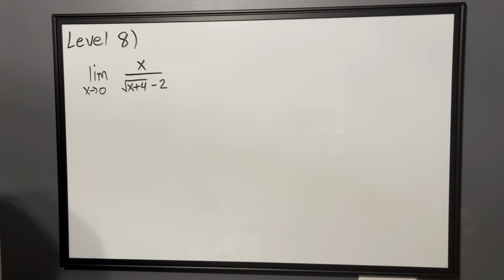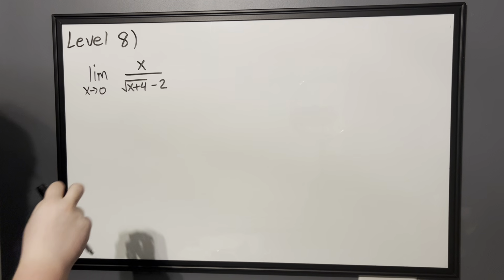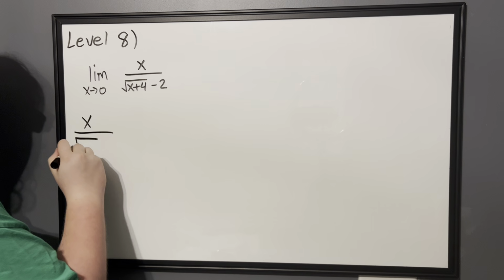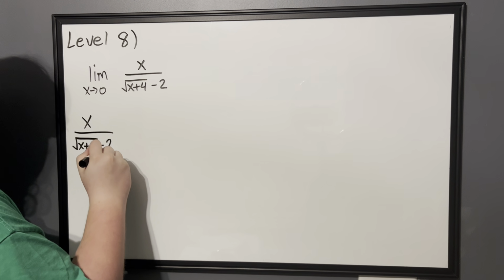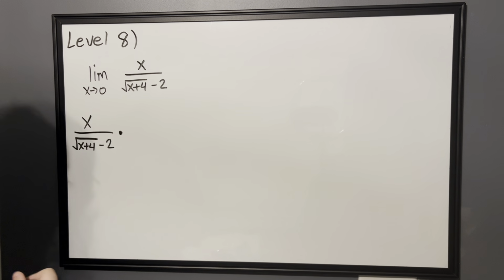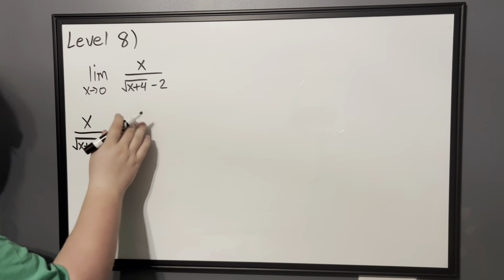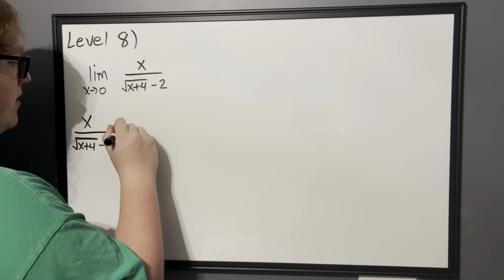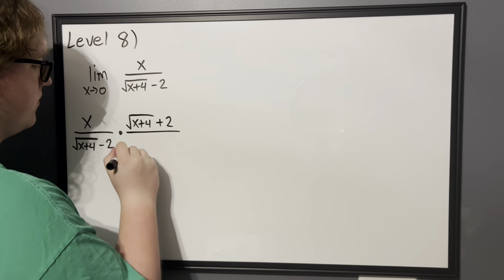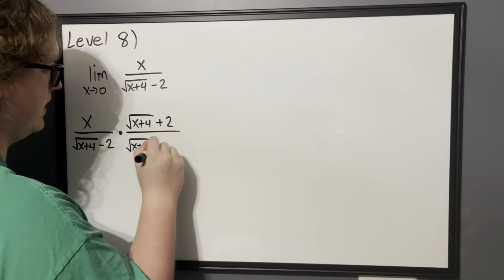Now, this question, if you don't know what to do immediately, you will be stuck on this for a long time. And the reason is because we need to know to multiply by the conjugate. So what we're going to do is look at multiplying by the conjugate outside of the limit. So we have x over square root of x plus 4 minus 2. Now the conjugate says we multiply by this denominator, but instead of a minus 2, it's a plus 2, and we're going to do it in the numerator and denominator. So we're multiplying by root x plus 4 plus 2 over root x plus 4 plus 2.